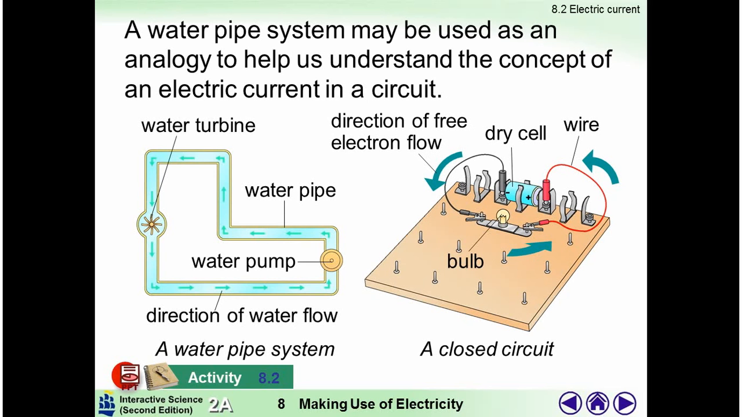Well, we can use a water pipe system as an analogy for the concept of electric current in a circuit. In a water pipe system, the water pump is like a dry cell, the water pipe is like a closed circuit, the water turbine is like the light bulb, and the water in the pipe is the electric current. The water pump forces the water through the water pipe to the water turbine, like the dry cell forces the electrons flowing through the circuit to the light bulb.